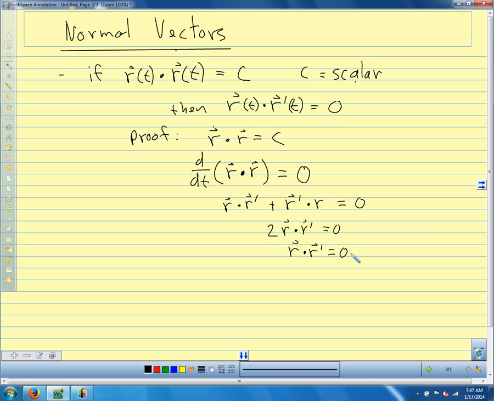So what does this tell us about r and r prime if r dot r is a constant? R dot r prime is 0, so what does that tell us about the relationship between r and r prime? They're orthogonal. So if r dot r is a constant, then r prime is orthogonal to r. That means that r prime is normal to r. It makes a 90-degree angle.